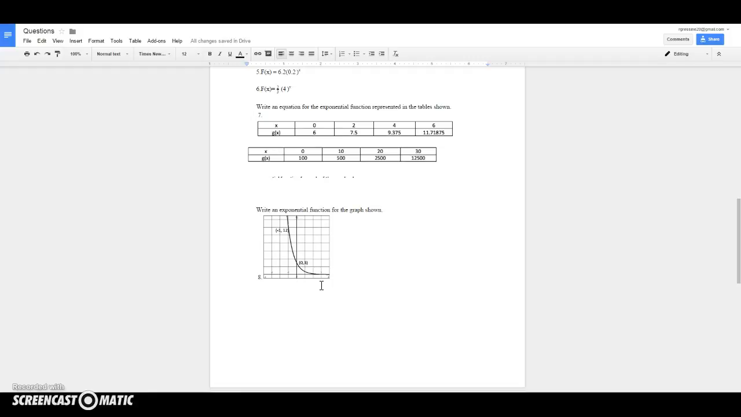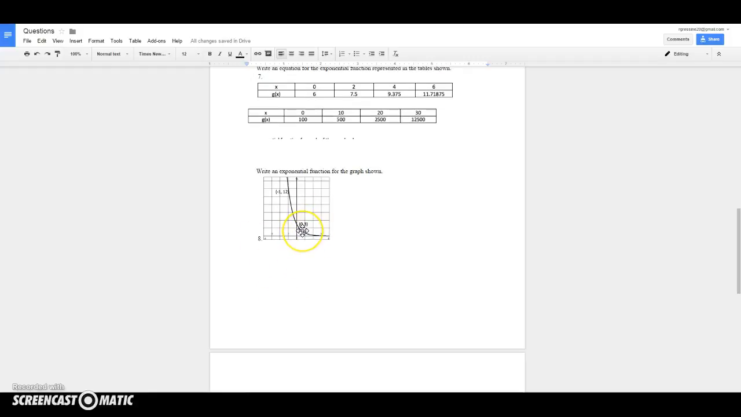We got 3 at x equals 0, so 3 times b to the x power. Then we'll just take a point on the graph, which is this one. So 12 is equal to 3, in parentheses b, and then we're going to get x here, which is negative 1. And we just solve it from there.